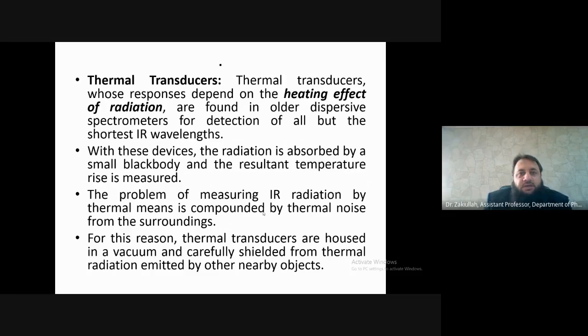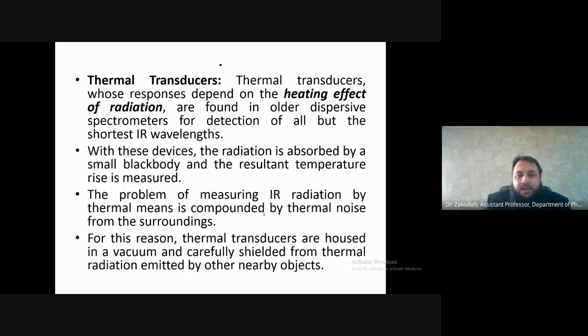Then the third one, that is the thermal transducers. Thermal transducers were used in the dispersive instruments, and nowadays they are seldom used, and they are less accurate as compared to the pyroelectric photoelectric transducers. So the thermal transducers, whose responses depend on the heating effect of the radiation, are found in older dispersive spectrometers for detection of all but the shortest IR wavelengths. With these devices, the radiation is absorbed by a small black body and the resultant temperature rise is measured.